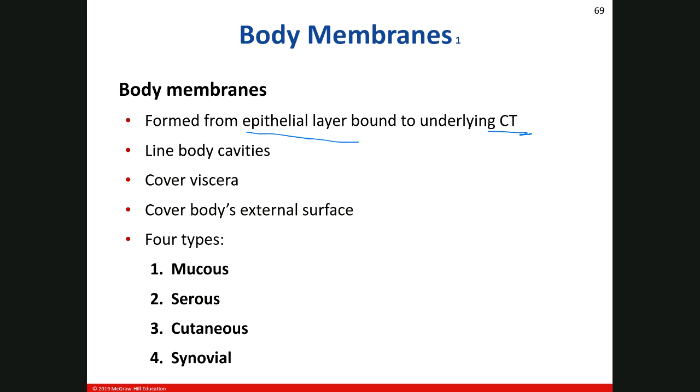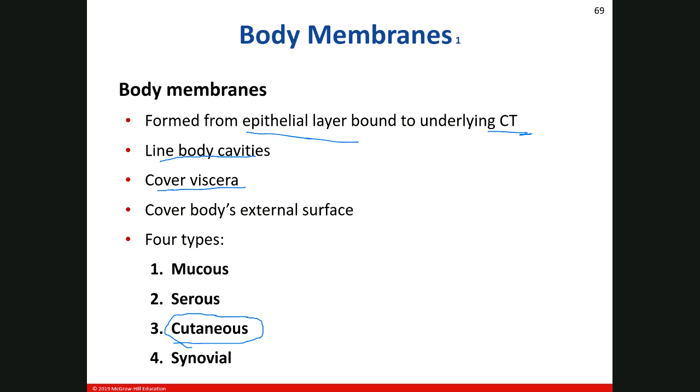We talked about how, when we were learning about the serous membranes, they line the body cavities, and they'll also cover the viscera. At least the visceral layer of a serous membrane covers the viscera, which are the organs. We learned how the epithelium on the outside of your skin, the epidermis, covers the body's external surface. That's the cutaneous membrane, the largest membrane, because it's the largest organ.